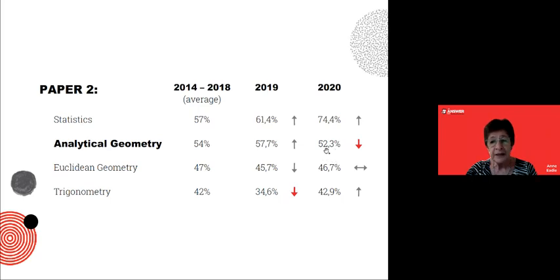But what happened to analytical geometry? It is the only one whose marks went down, whose performance went down. And why would that be? We're going to take a good look to see what happened. What happened that didn't work so well in the past?